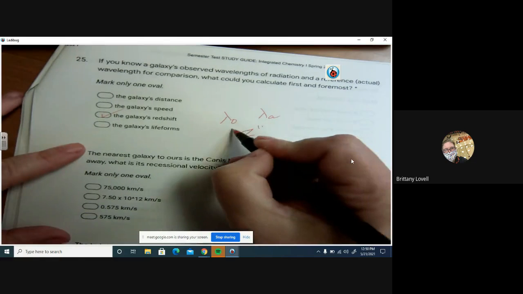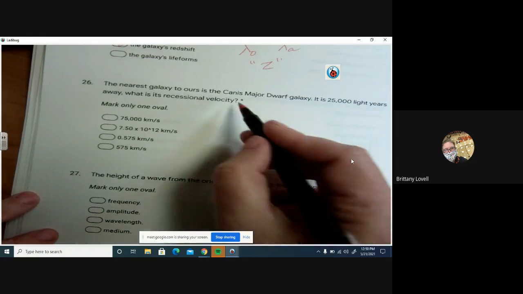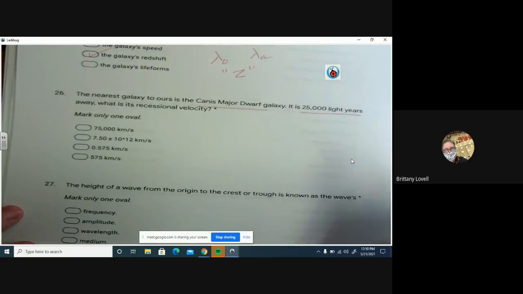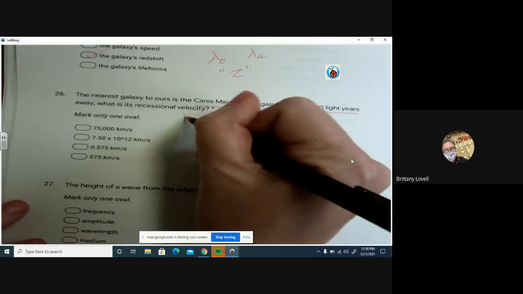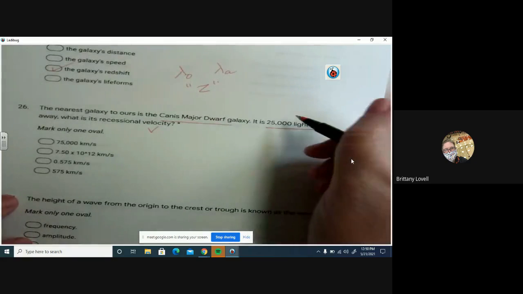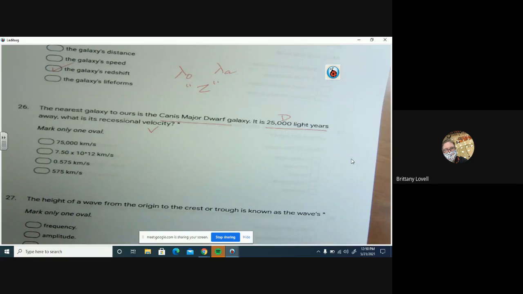Okay. Number 26, the nearest galaxy to ours is this one, Canis Major Dwarf. It's 25,000 light years away. What's its recessional velocity? Now, here's the thing. They're asking us to find V, and they're telling us that it's 25,000 light years away, which is D, distance. So you would have to figure out its recessional velocity.